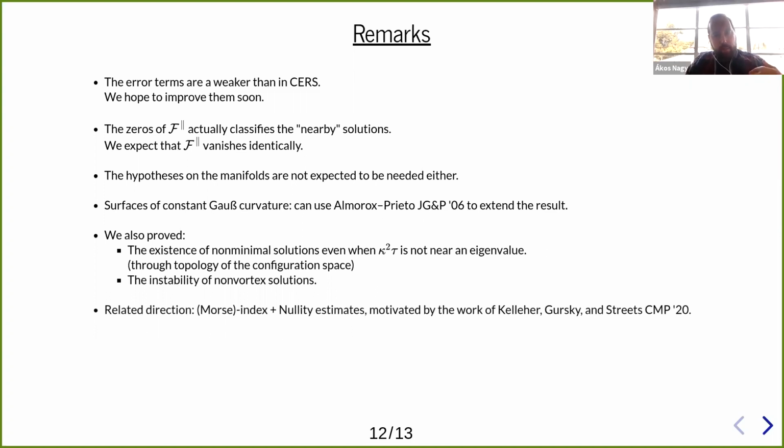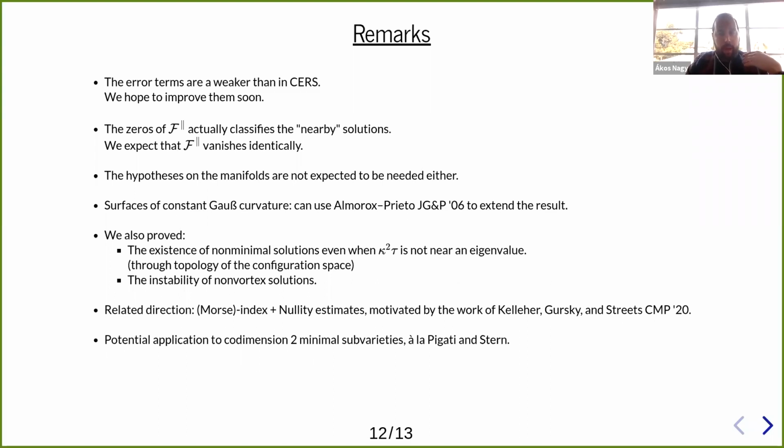A related direction that we might also pursue is proving Morse index and nullity estimates for these non-minimal solutions. So, how much the energy function will look like a Morse-Bott function around a critical value. That's a reasonable question to ask. And there was some related work that was motivational to us by Kelleher, Gursky, and Streets. And we want to recruit Casey Kelleher to work on this problem with us. But that might be a direction where we go.